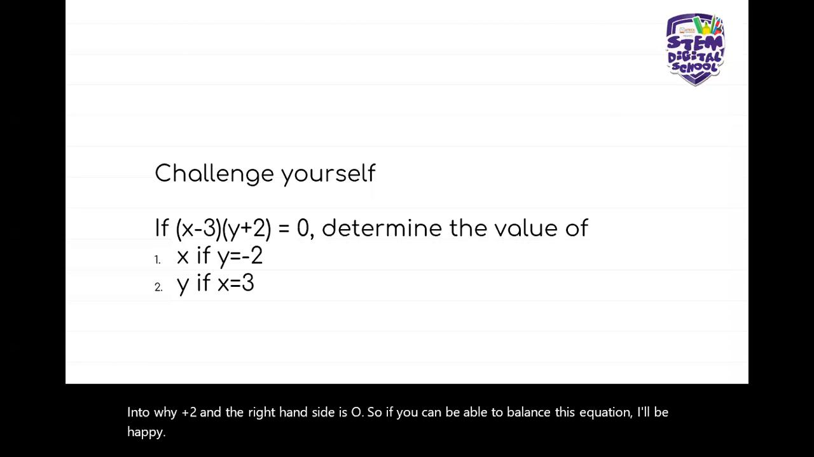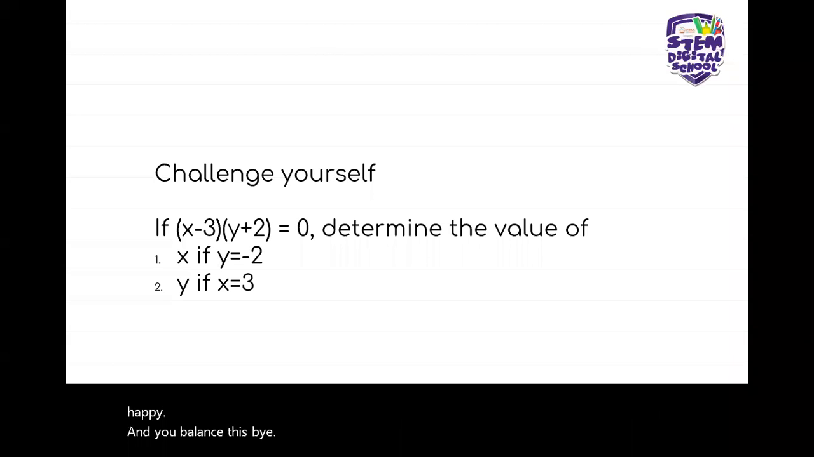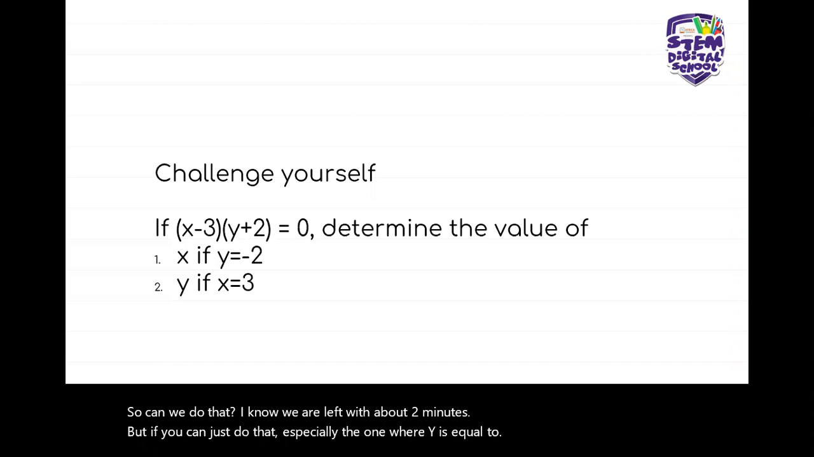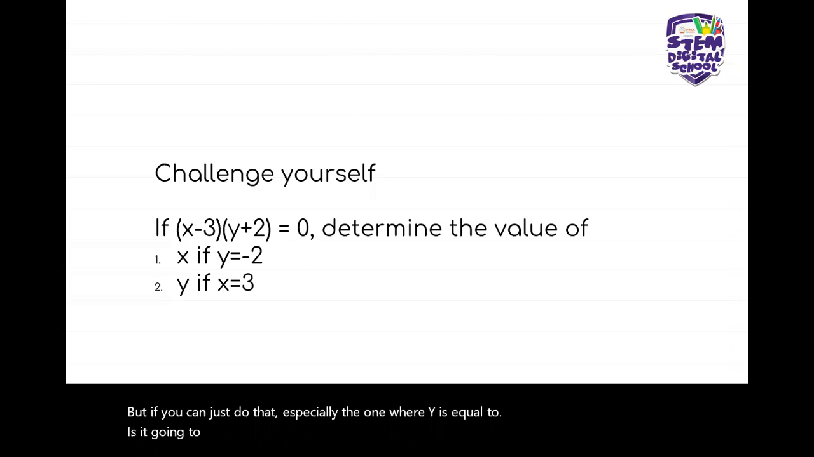And you balance this by just using the given value of y in the first instance. And in the second instance, you use the value of x, which is 3. So can we do that? I know we are left with about 2 minutes, but if you can just do that, especially the one where y is equal to negative 2. Right, can we proceed?